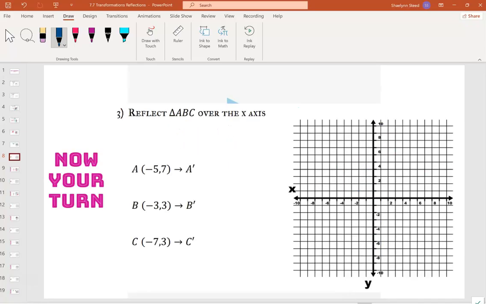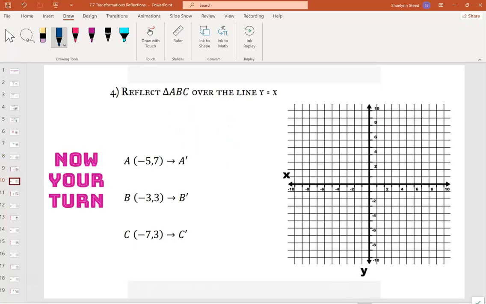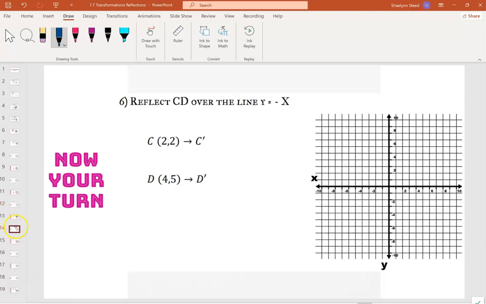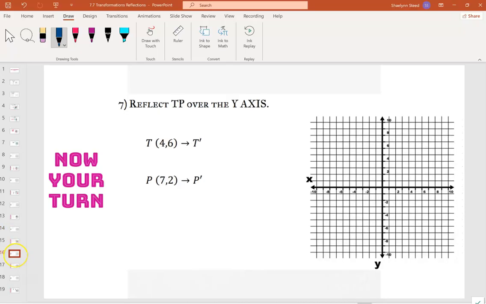So here, you're going to reflect over the x-axis. This one has rules. This one you're going to reflect over the line y equals x. This one has rules. Here you're going to reflect over the line x equals -2, so one without rules. Then y equals -x, that one has rules. The y-axis has rules, and then our last one, I cannot show you, but it's going to be y equals -3. And you can do that one.